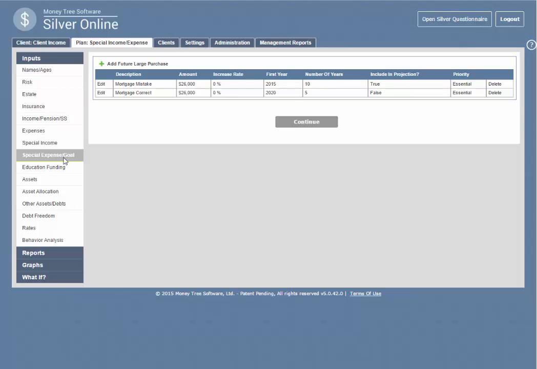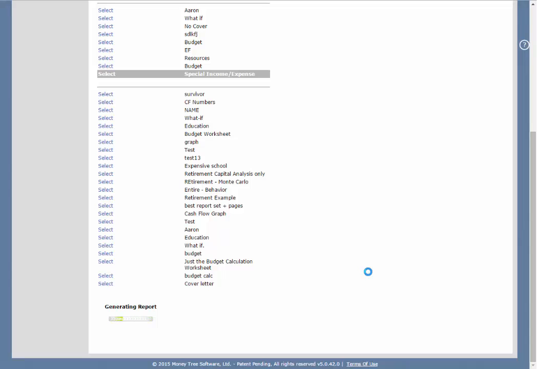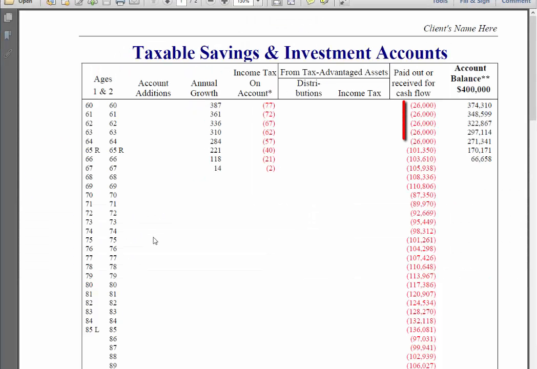Now let's take a look at the report and see how this mistake is affecting your projection. When we look at this taxable savings page, we can see that 100% of the mortgage expense is being taken from their $400,000 balance. This is happening regardless of the fact that they collectively have $160,000 of gross income. Because this expense is coming solely from this asset for the 5 years before retirement, this is throwing off what we would project the assets to be at by the time of retirement.